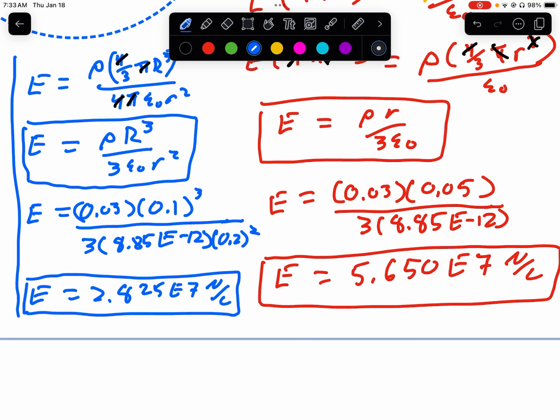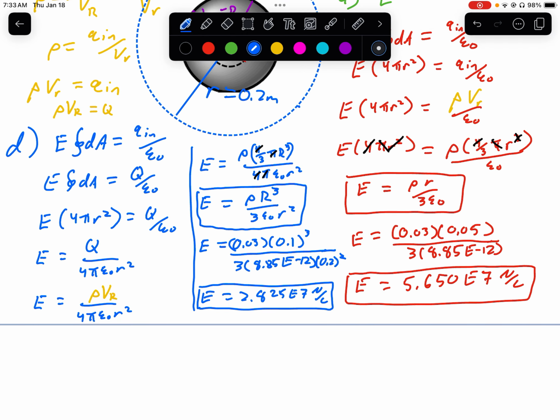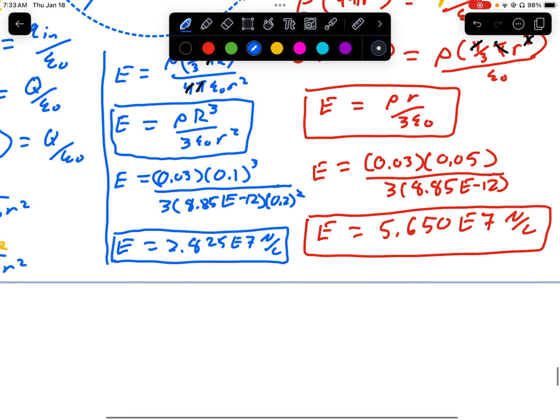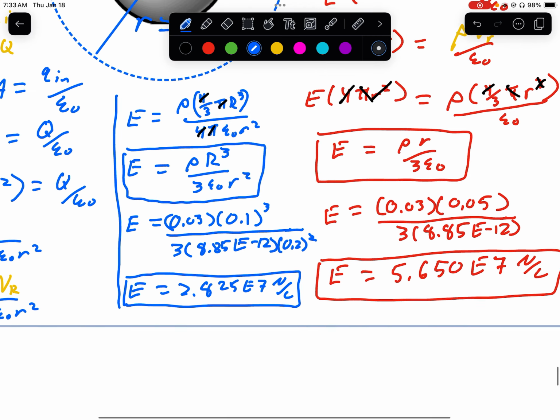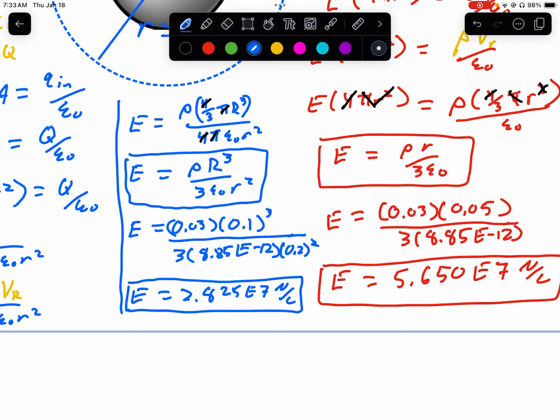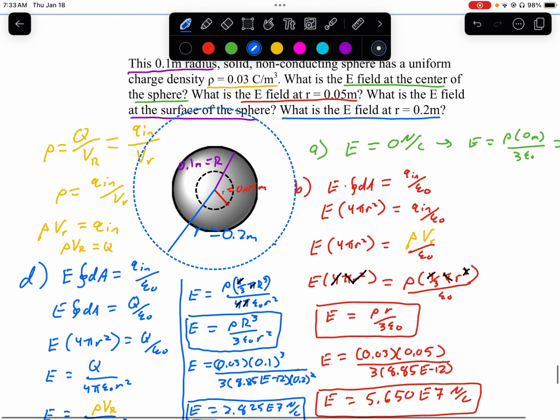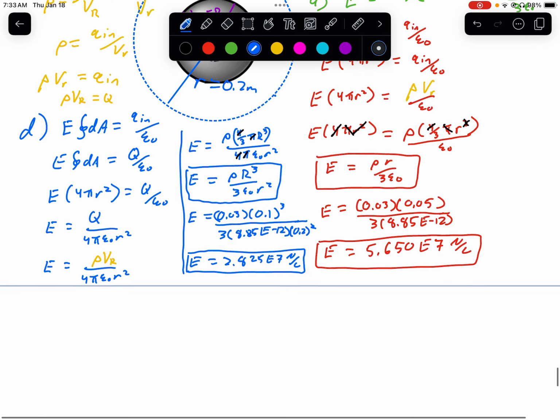Okay. By the way, this has a positive charge density, so the direction of the electric field for both of these is going to be outward. So if asked which way is the electric field, it's outward. If I look at my two relationships, the last thing it says was what is the electric field at the surface of the sphere?